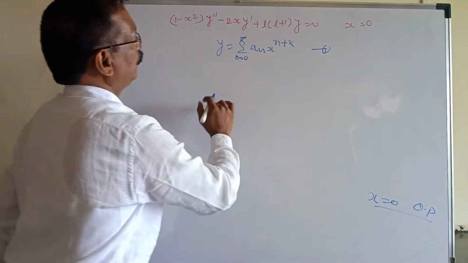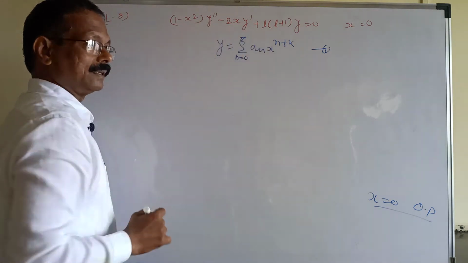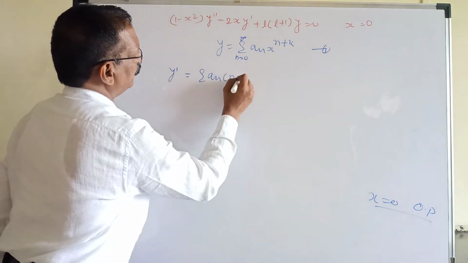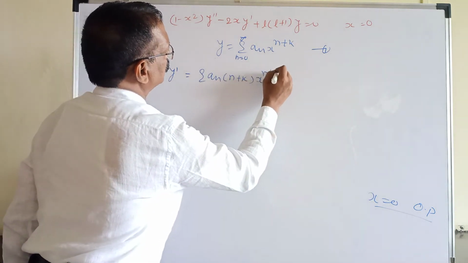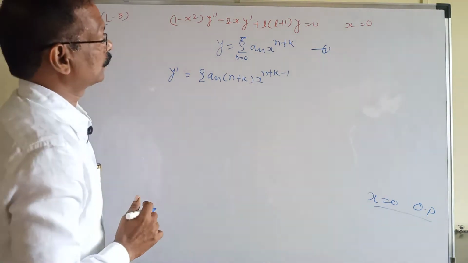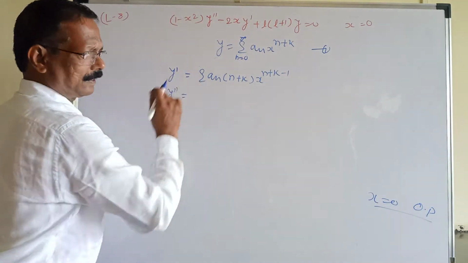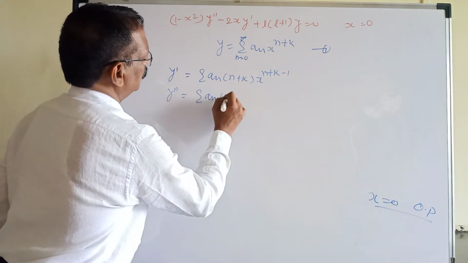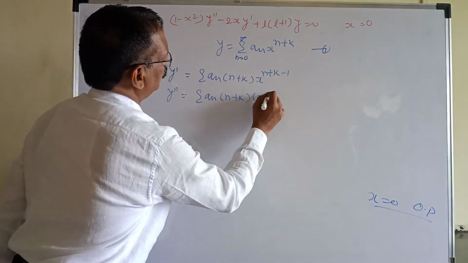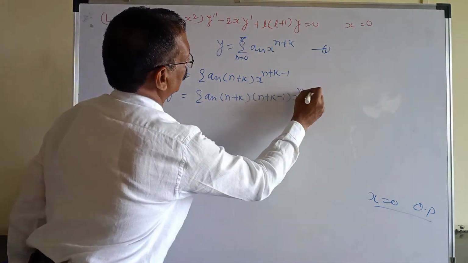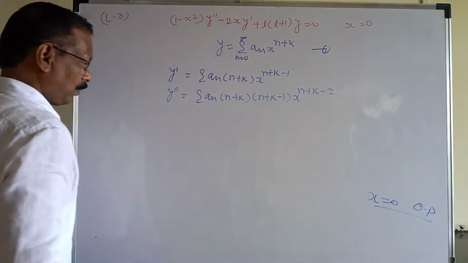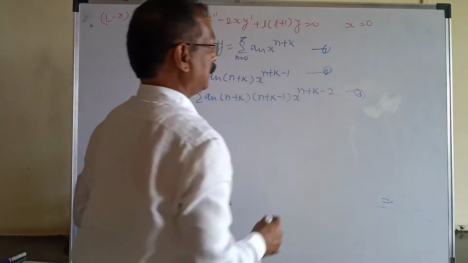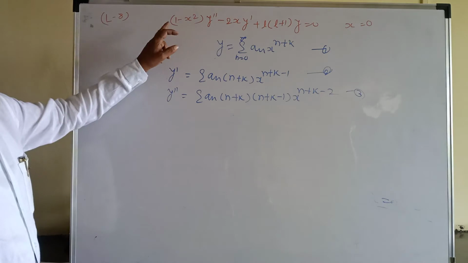So what do we require here? We require y dash and y double dash. So what is y dash? y dash is equal to summation of n into (n+k) into x^(n+k-1). So this is y dash. What is y double dash? Differentiate this equation, and we get y double dash. So y double dash is equal to summation of a_n (n+k)(n+k-1) x^(n+k-2). So we get y dash and y double dash. Suppose it is equation number 2, and this is equation number 3.